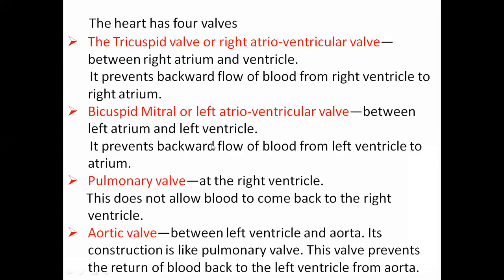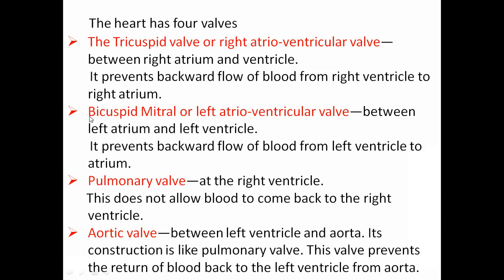So here it will give us the information about the different valves which are present in the heart. So the tricuspid valve is nothing but the right atrioventricular valve. Okay, so it is between the right atrium and right ventricle. So it prevents backward flow of blood from the right ventricle to the right atrium.